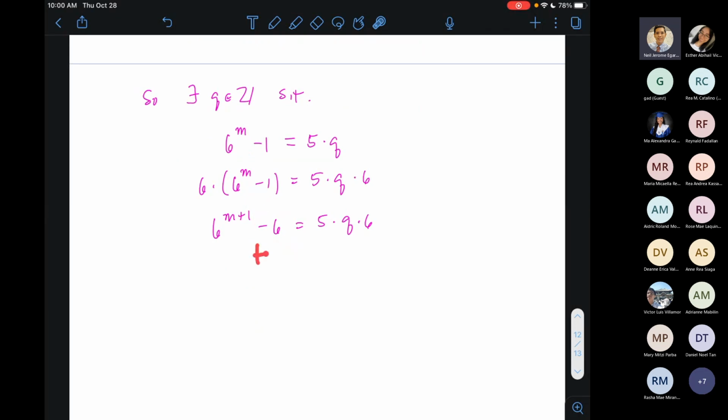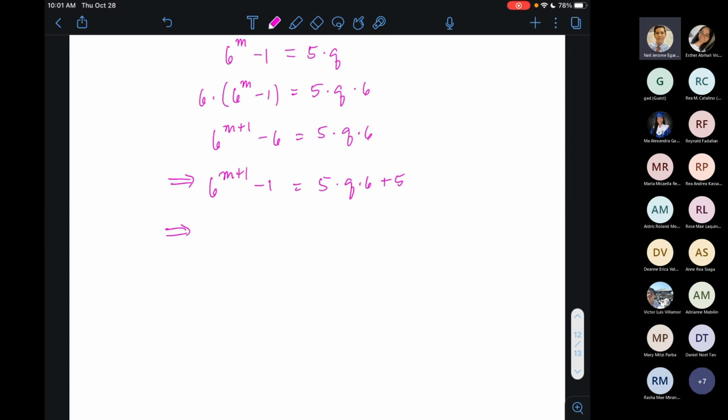So, I will add 5 to both sides. Okay? And so, we'll get 6 to the m plus 1 minus 1, which is the number we are concerned with. Iyan yung gusto nating ipakita na divisible by 5, ay equal kay 5 times q times 6 plus 5. And then definitely here, we can say it's 6 to the m plus 1 minus 1 sa baba ay equal kay, oh, you see here, first term, second term, parehas divisible by 5. So we can factor out the 5. This would be 6q plus 1, all right?